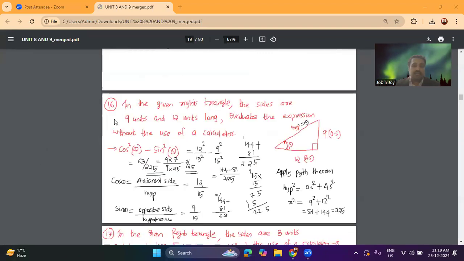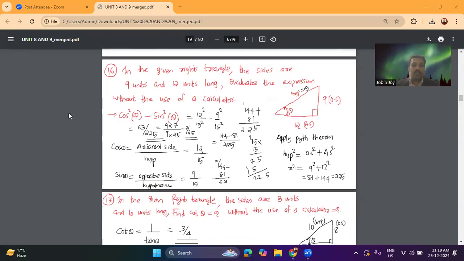Question number 16. In the given right triangle, one side is 9 units and the adjacent side is 12 units. This angle is theta. Evaluate the expression cos square theta minus sine square theta. First I am calculating cos theta, then I will square it. After that I will find sine theta, then I will square it. Then I will subtract them so that I will get the solution.